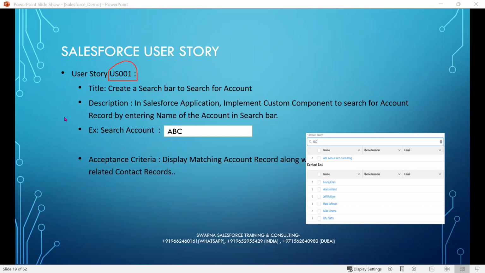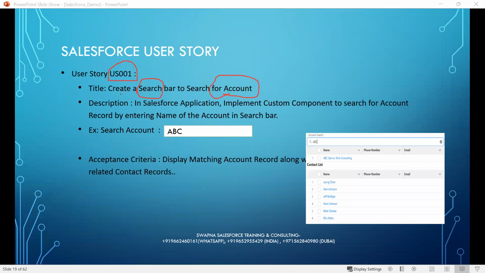Let's understand Salesforce functionality with a simple user story. This is the user story and the title is: create a search bar to search for account. Someone who doesn't know Salesforce cannot understand this, because the first question is, search is clear. Whenever we use any social media, we use the search button. Search is clear, but what is the account here?